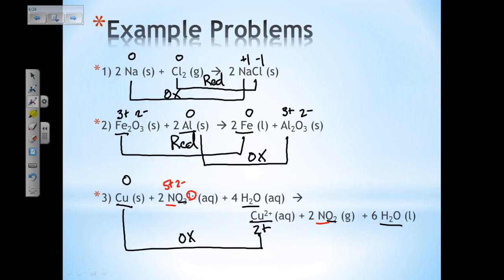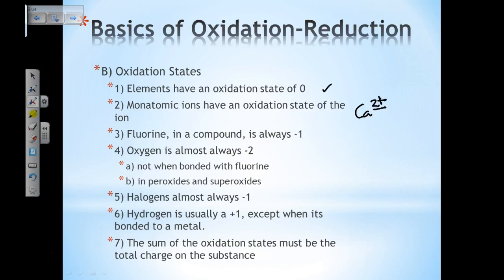And now here, oxygen is again -2, and there are 2 of them, so that's 4-. So this has to be 4+. And so nitrogen is the one that's being reduced. Those are some examples of how to determine oxidation states using those rules. As soon as you get this, we can move on to doing some more complex redox reactions. Okay, have a great day.